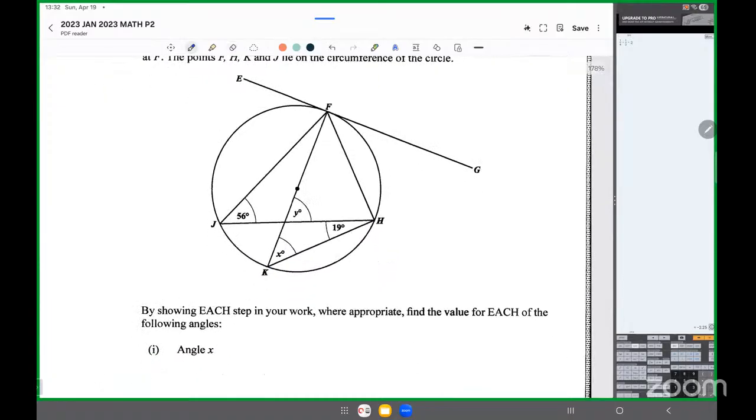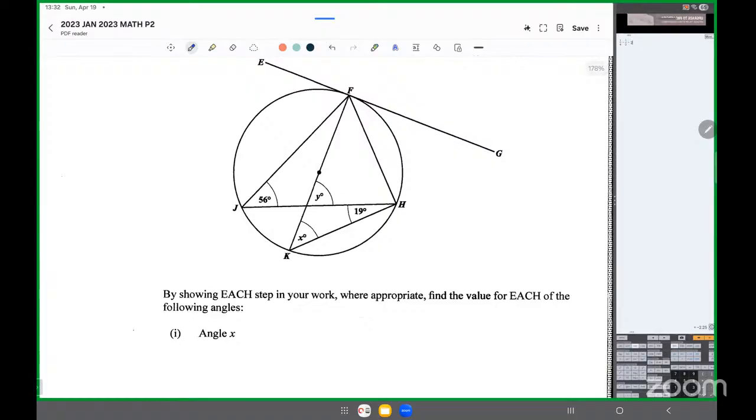It says, by showing each step in your work where appropriate, find the value of each of the following angles. I just want us to find the values. First angle I want.